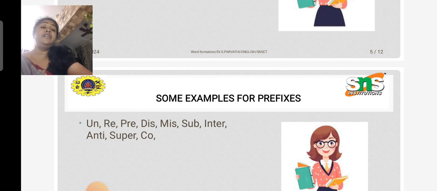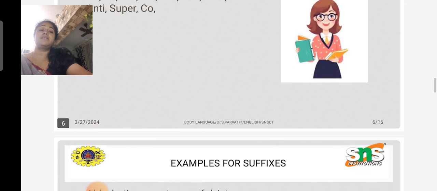And inter. With this inter you can say international, intermediate. Anti, you can say antiseptic. Super, that is supernatural, superconductor. And co, with this co you can say co-worker, co-author. So these are what are called prefixes.